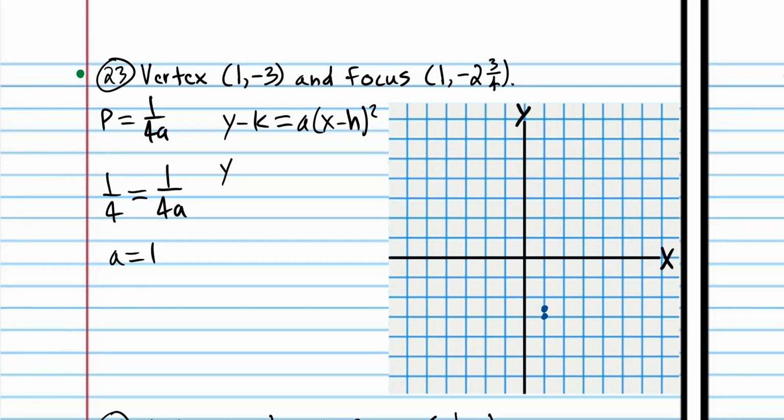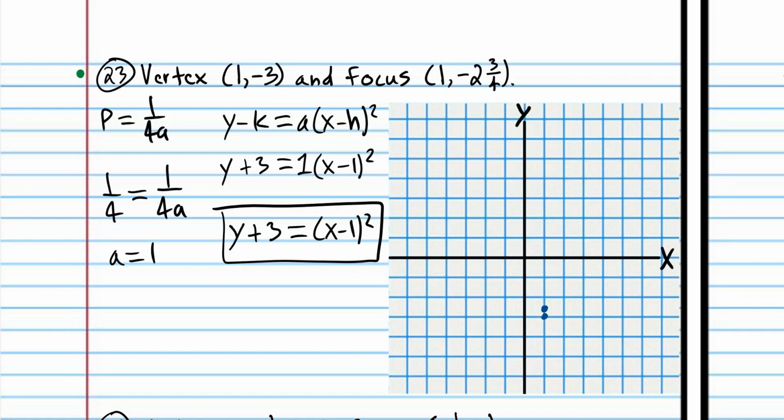The y value of the vertex is negative 3, so that's a double negative. A we just found is 1, and the x value of the vertex is 1. So the final form of the equation is here. So that is the equation of the parabola.